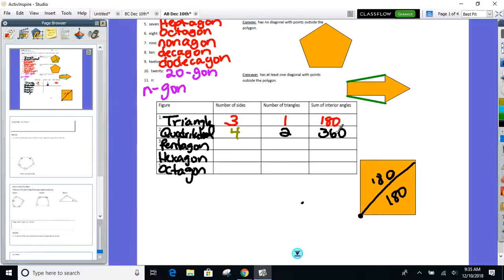I'm going to give you about 2 more minutes here. Draw a pentagon. See how many triangles can be formed from one vertex. And then say, all right, each triangle is 180 degrees. So what's the total amount of degrees in a pentagon? And then see if you can find a pattern at the end. Here you go. Get going here.